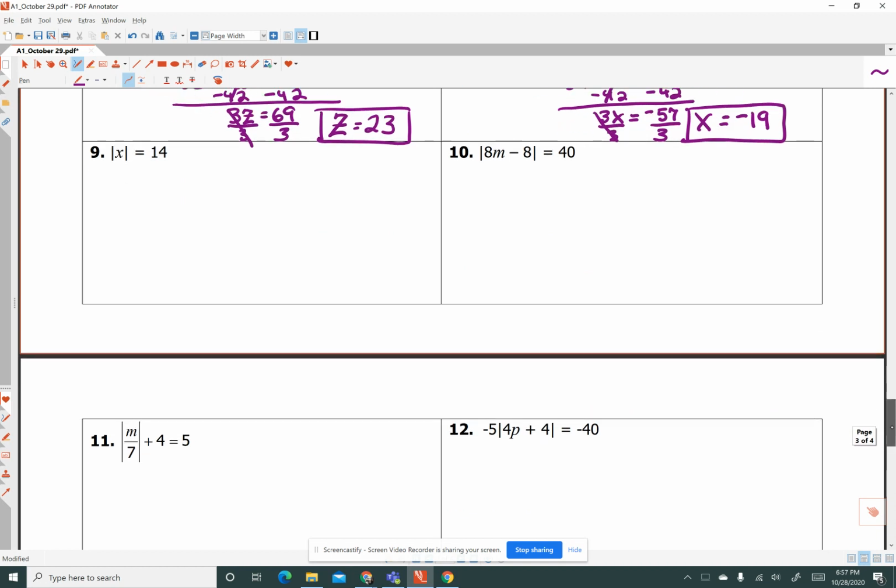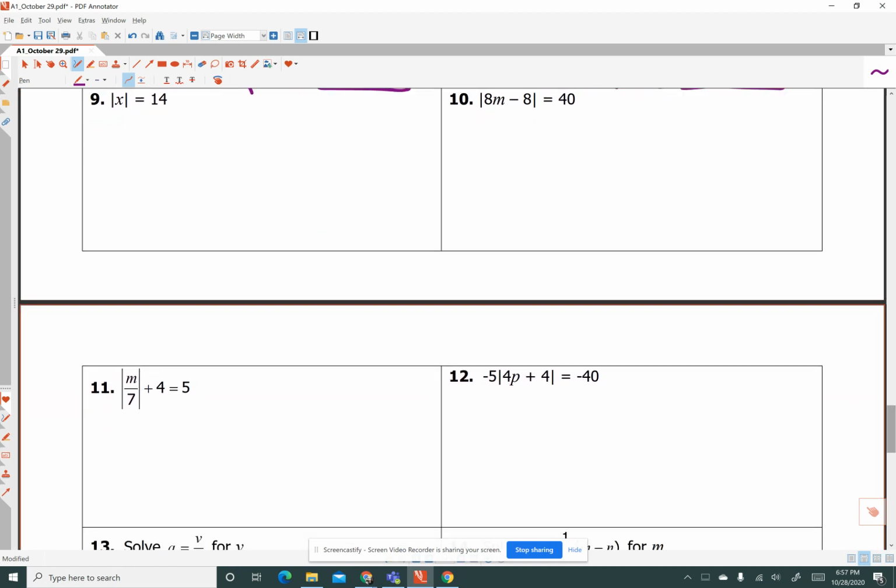And let's see, 9, 10, 11, and 12 look like they're absolute value problems. So let's get started on those. So once absolute value is isolated on one side of the equation, our next job is to make two cases, the positive and the negative. And this problem is already solved, so we express it in set notation with the smallest number first. And that's a final answer, negative 14 and 14.